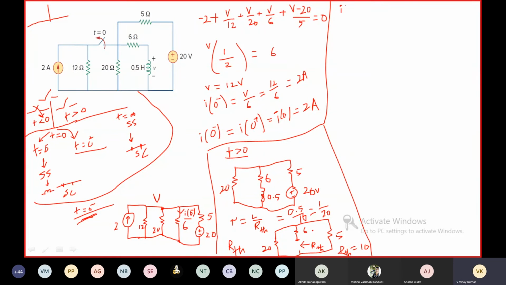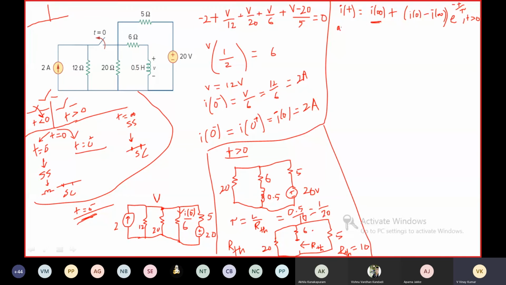Okay, we have the expression for current. I of t is equal to I of infinity plus I of 0 minus I of infinity, into e power minus t by tau, for t greater than 0. Right? So we have to find I of infinity.